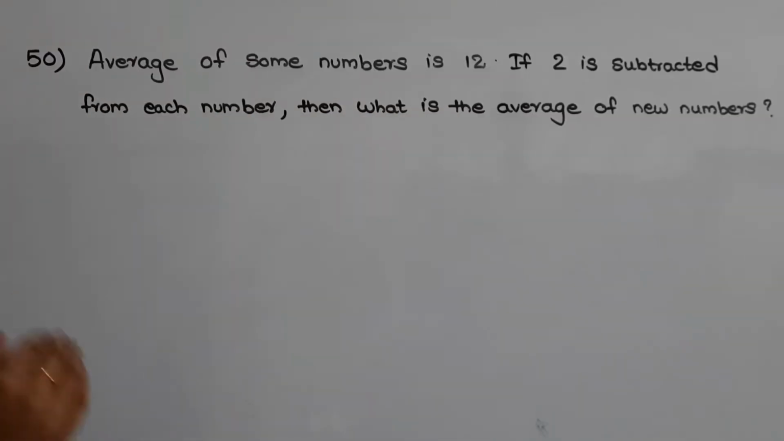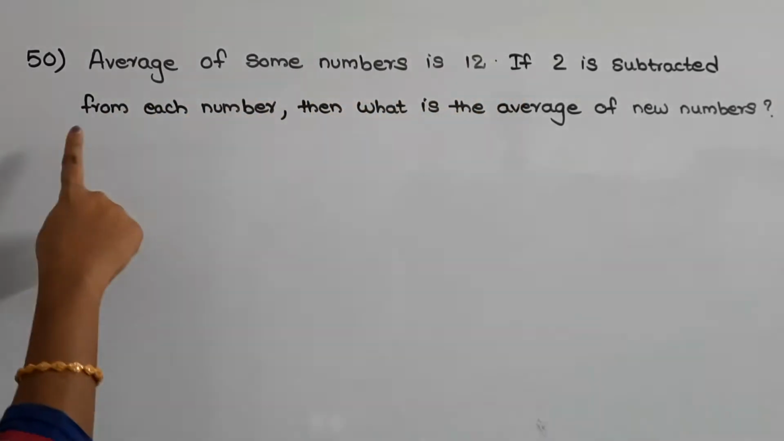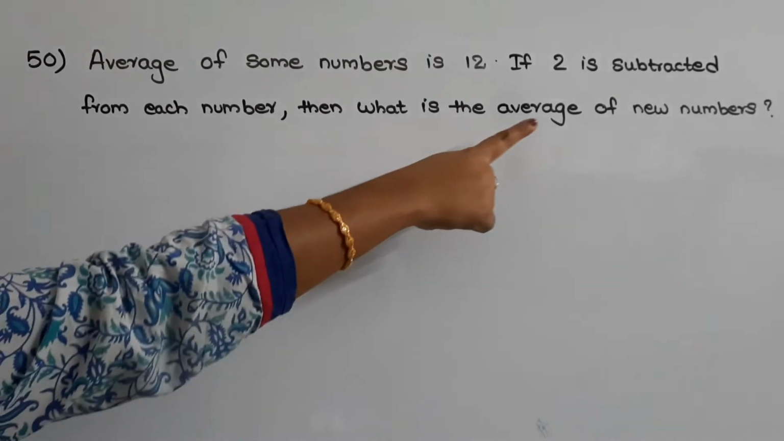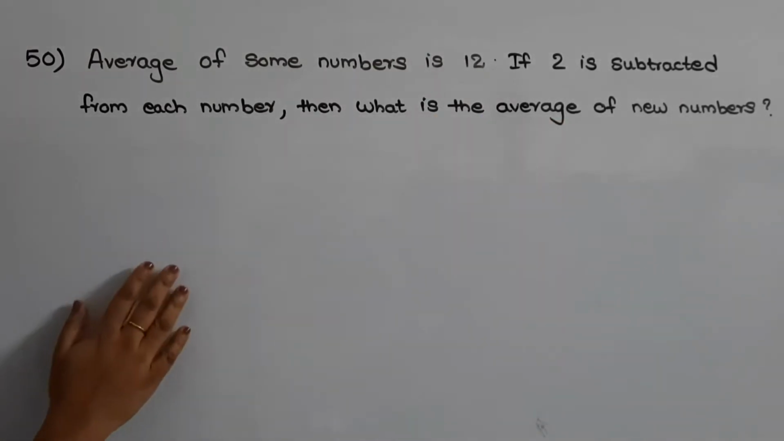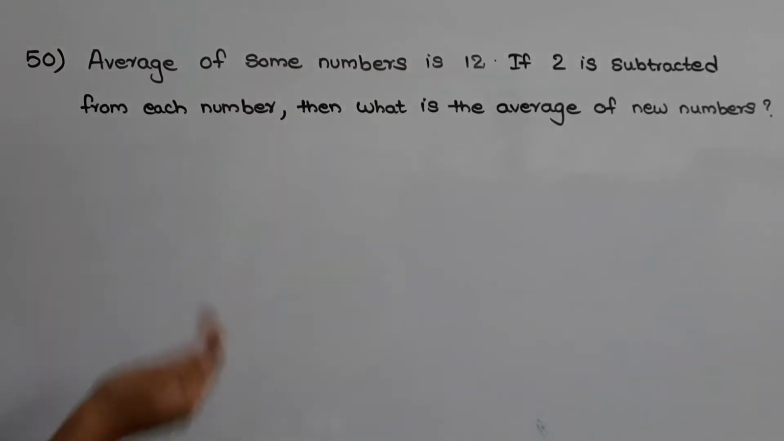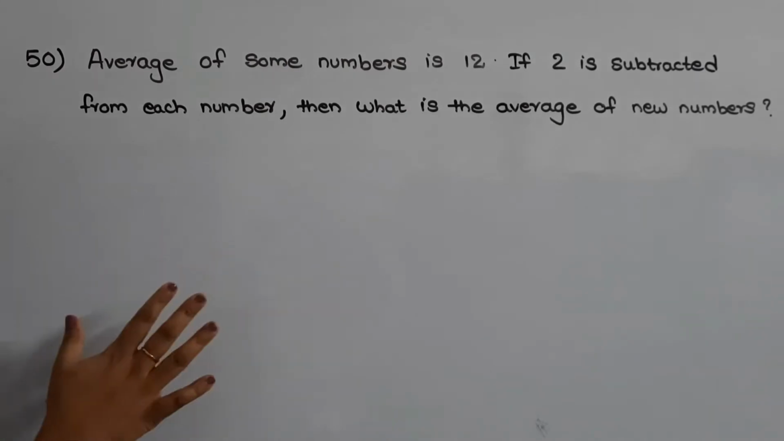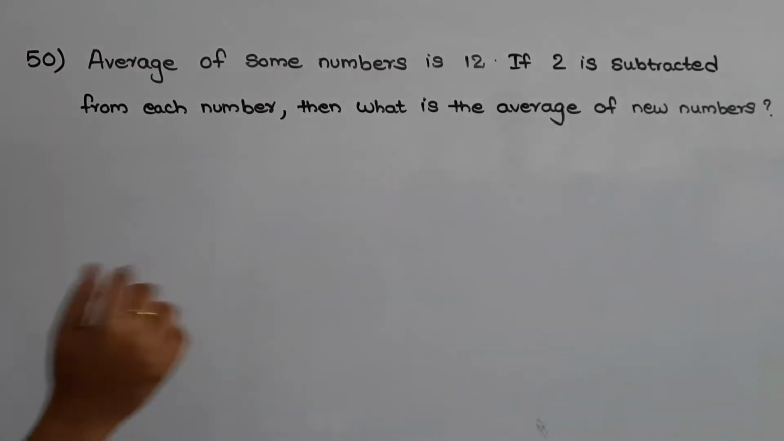The next question is, average of some numbers is 12. If 2 is subtracted from each number, then what is the average of new numbers? So in this question, they have given the average of some numbers as 12. Then they are telling that 2 is subtracted from each number. Then we need to find out the average of new numbers.